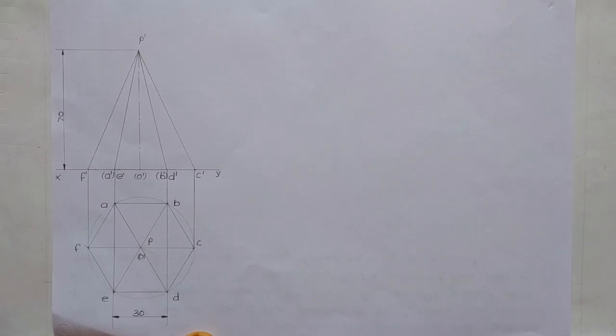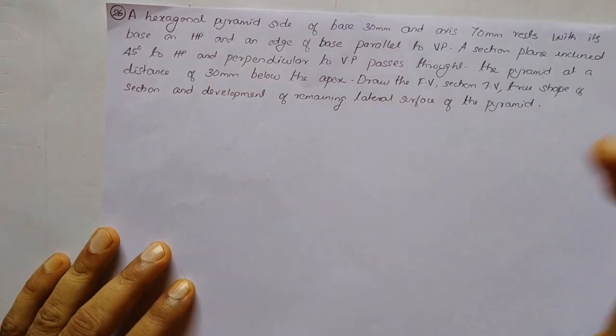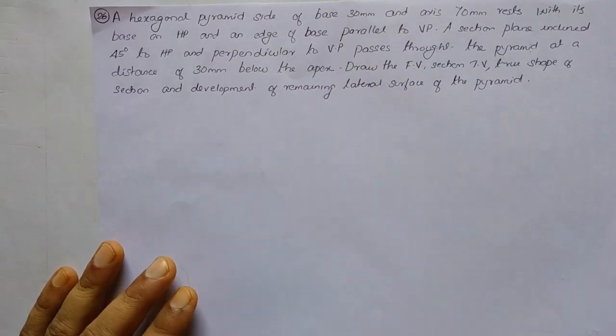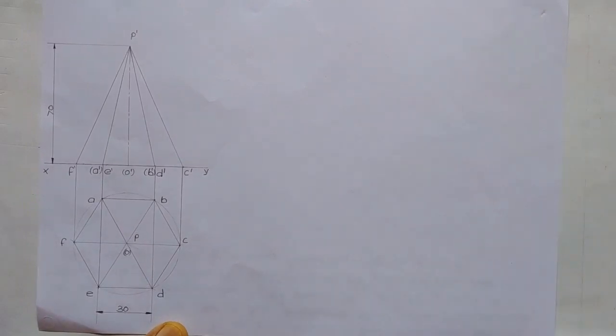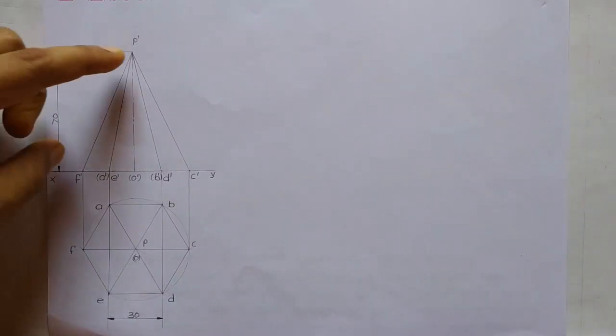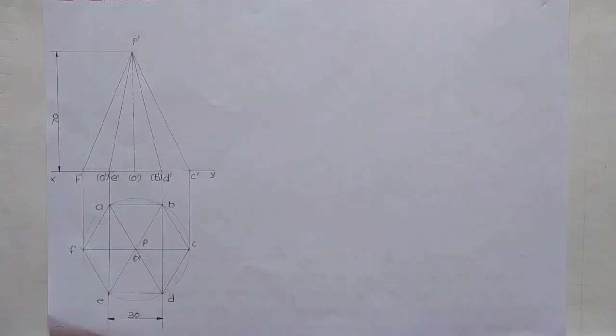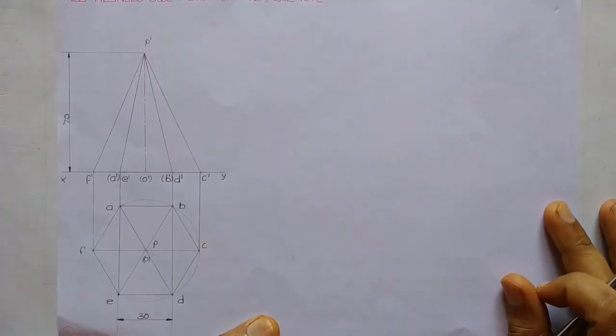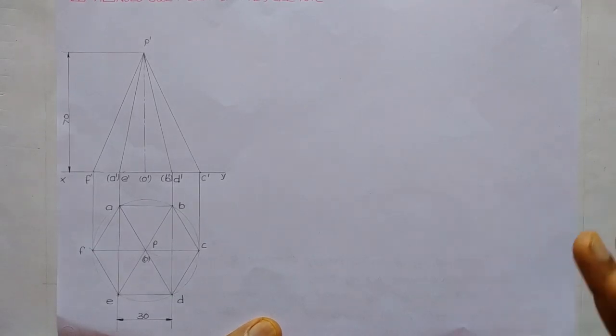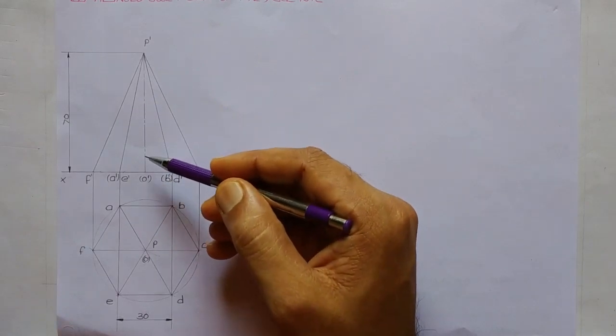After drawing the symbol front view and symbol top view, the very next step is locating the section plane. We have a section plane which is inclined 45 degree to HP and perpendicular to VP, so definitely it is to be represented in the front view, and it is passing through a point which is 30 mm below the apex. So we shall mark the point through which the section plane is passing through the solid. Along the axis we shall take a distance of 30 mm.